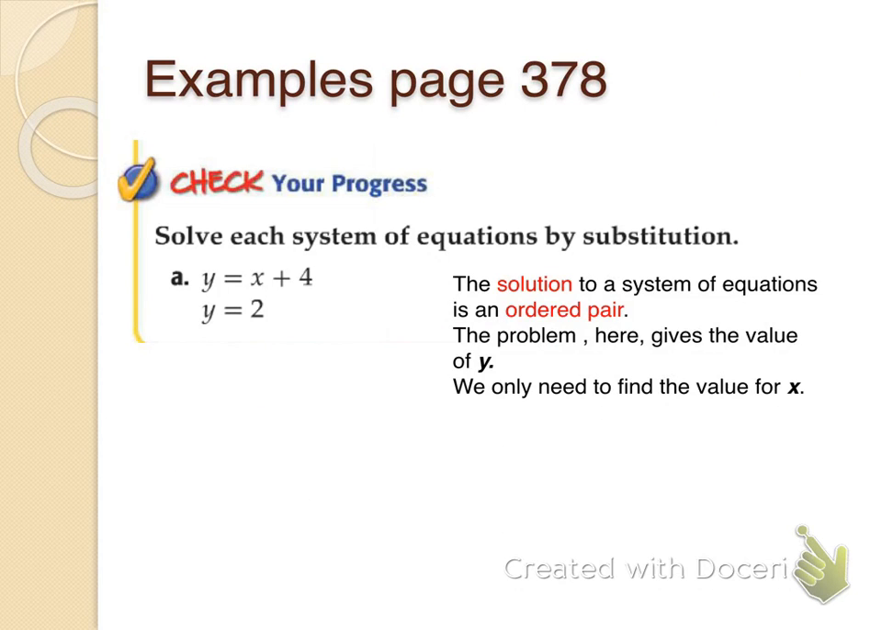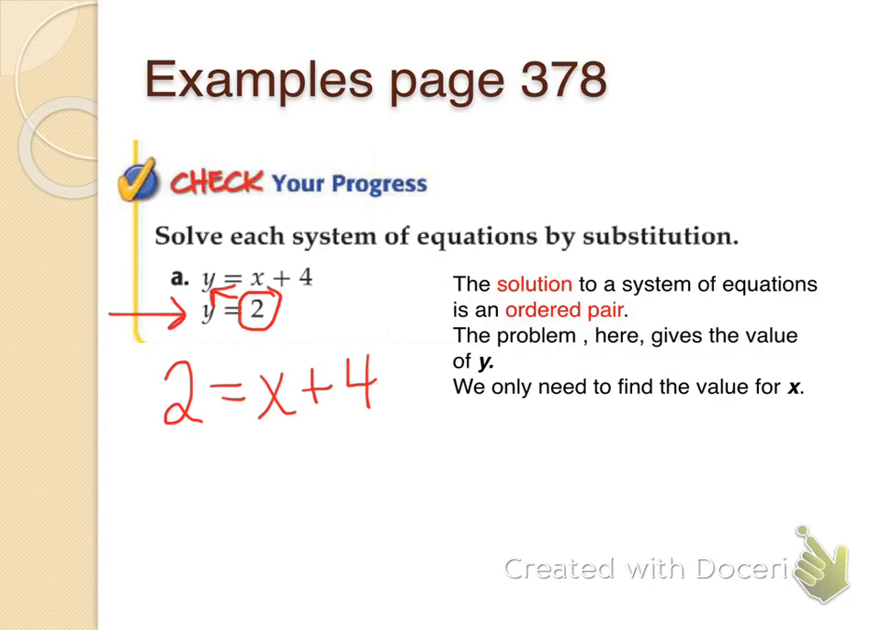So let's look at this example. This is on page 378 in the textbook. Solve a system of equations by substitution. Okay, it says the solution to a system of equations is an ordered pair. The problem here gives the value of y. We only need to find the value for x. So they tell us right here that y equals 2. So I'm going to take this 2 and I'm going to substitute it in for the place of y in the other equation. So instead of y, I know y equals 2, so I'm going to say 2 equals x plus 4.